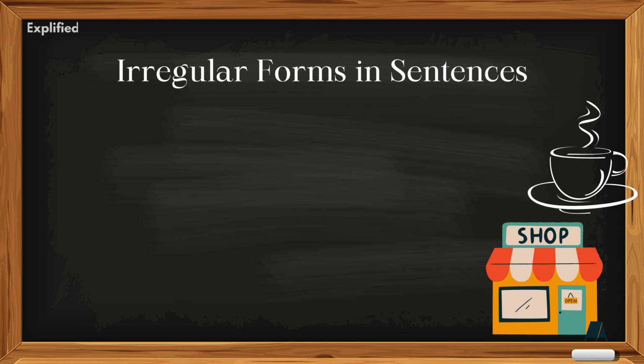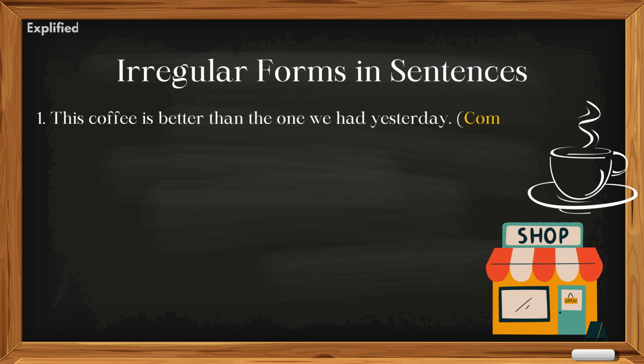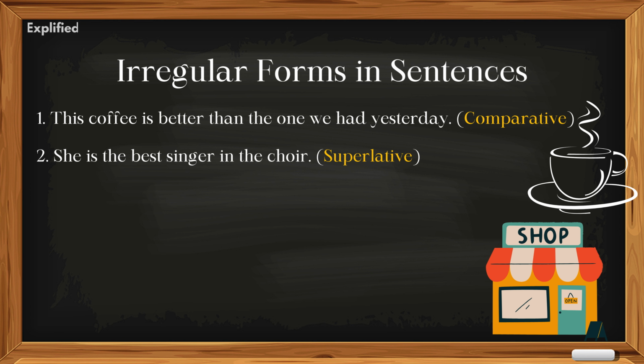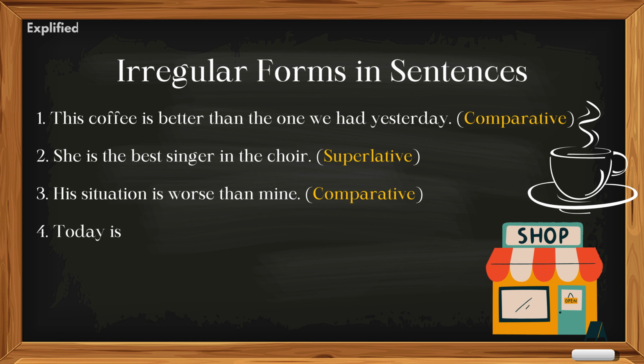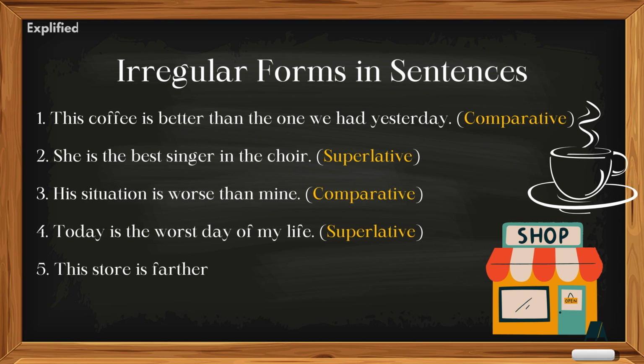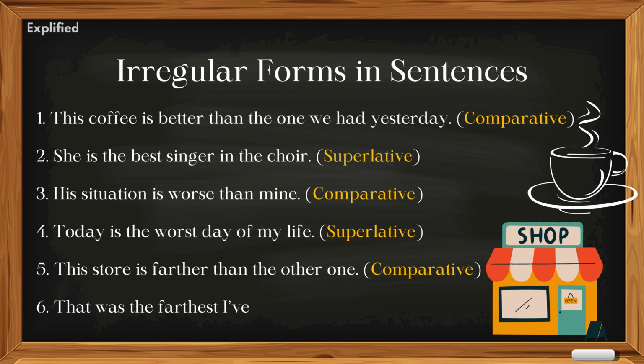Irregular forms in sentences. 1. This coffee is better than the one we had yesterday. Comparative. 2. She is the best singer in the choir. Superlative. 3. His situation is worse than mine. Comparative. 4. Today is the worst day of my life.